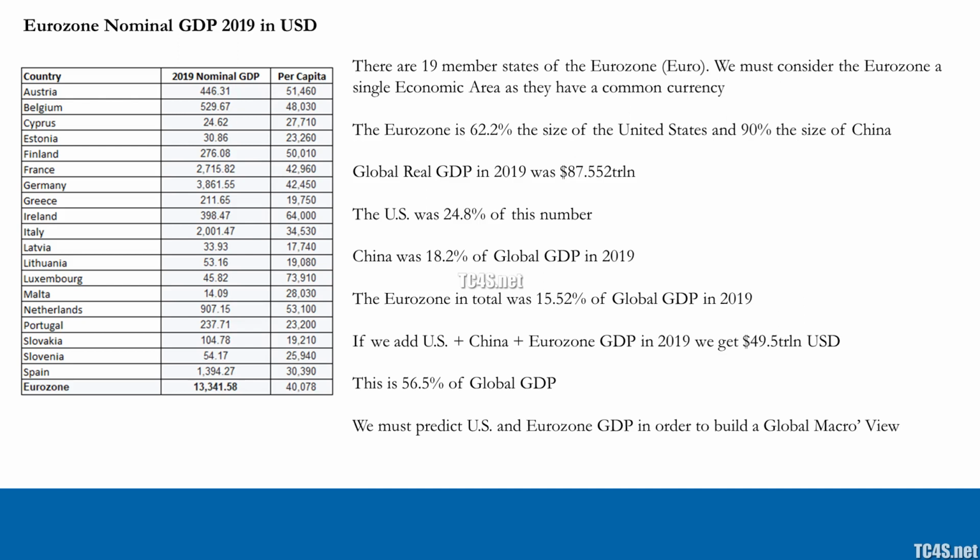Okay. Now, when we take it into consideration, the US, Eurozone, and China, it is way more important to predict US and Eurozone GDP together in order to build a global macro view. Why? Because China is so heavily dependent on the rest of the world. And also, China GDP is just notoriously difficult to predict. We'll come on to those reasons in a moment.